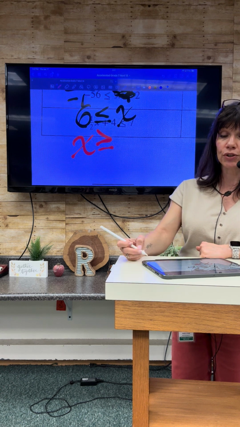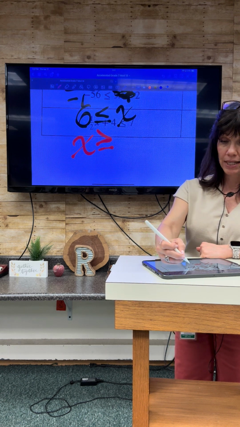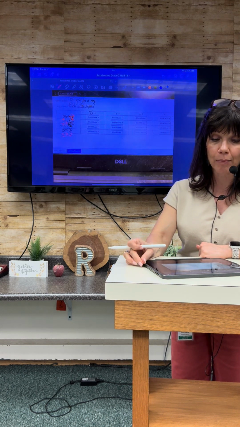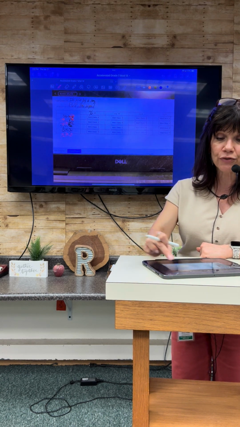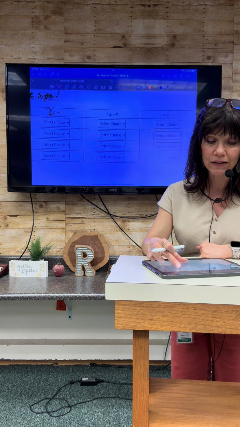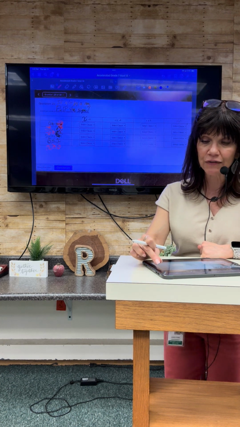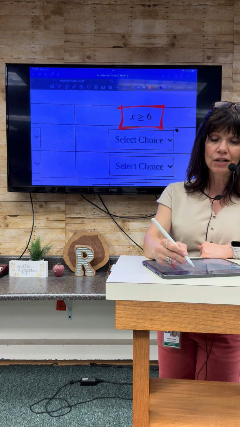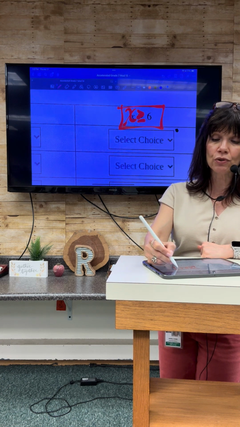Greater than or equal to. What amount? 6. Do you see one of those in the top? X is greater than or equal to 6. It cannot be a negative 6. Do you see it at the very end? So X is greater than or equal to 6.